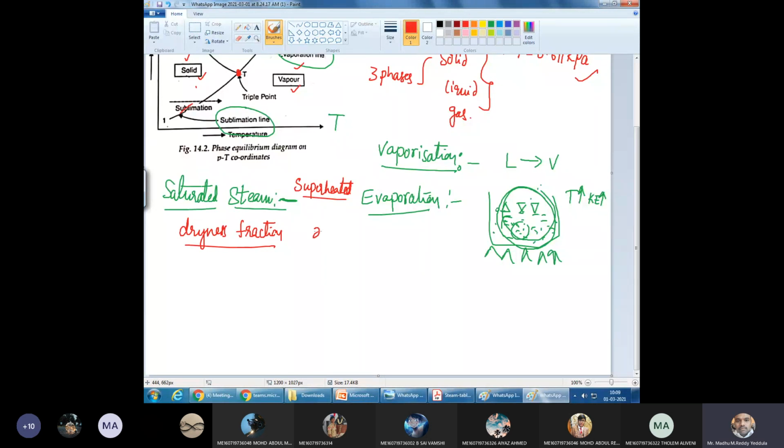Yes or no? If x is less than 1, what is the name of that steam? X less than 1, x equals 1, x greater than 1. Okay, so x equal to 1, it is the dry and saturated steam. This is superheated steam, this is wet steam.